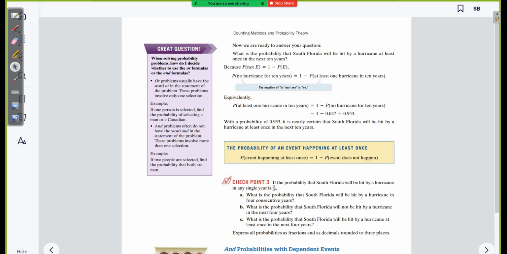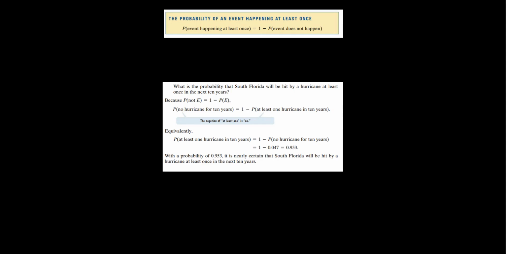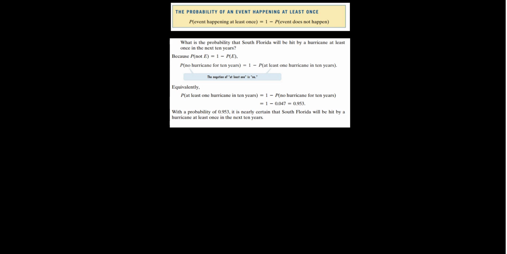This is actually at the tail end of the previous problem, and this isn't part of the problem, but this is just an add-on that I was going to try and go over, but I forgot about it. But we're here now. So the probability of an event happening at least once is equal to 1 minus the probability the event does not happen. So this is piggybacking off of the previous example about hurricanes.